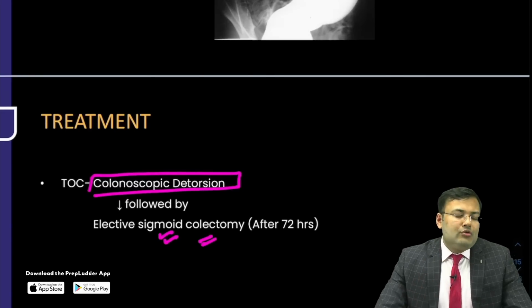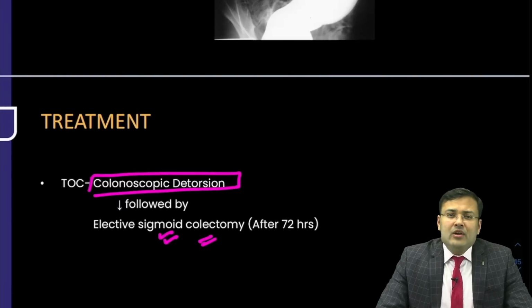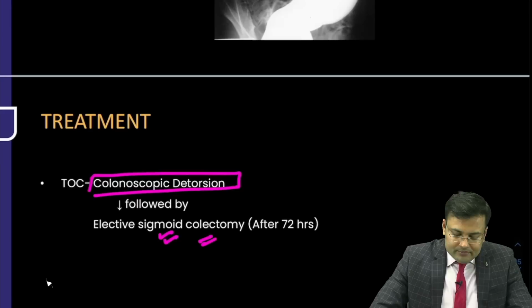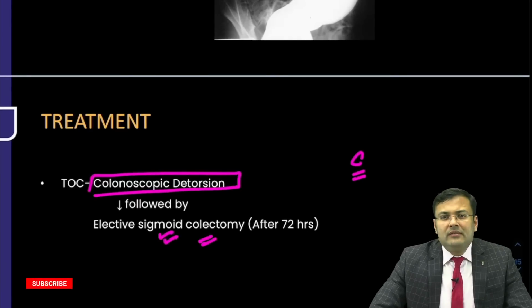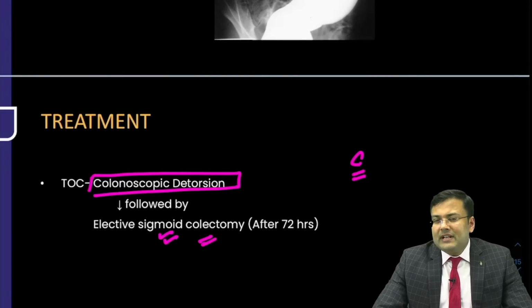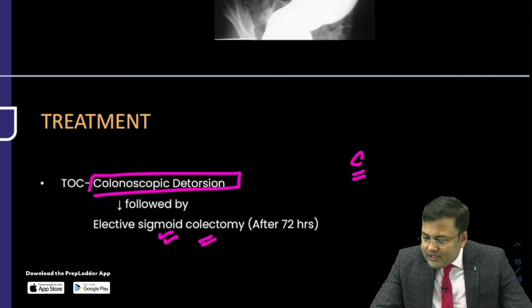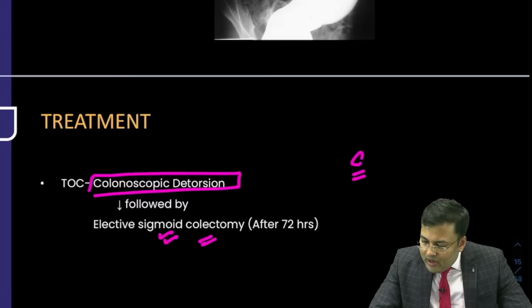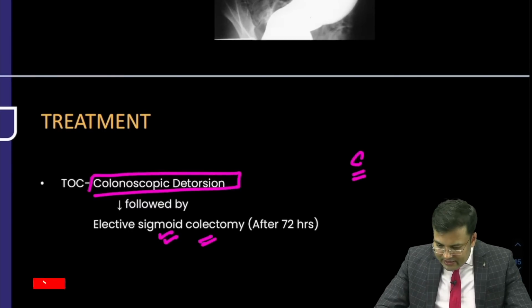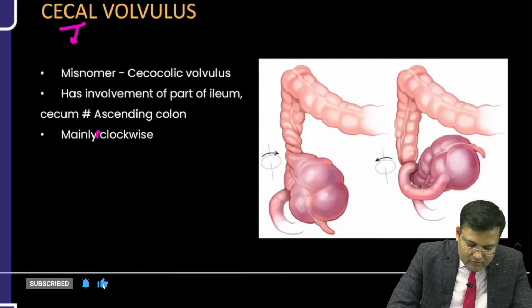Okay? So all of you told me that sigmoid volvulus is anti-clockwise. Now tell me, cecal volvulus, it starts with C. Tell me, is it clockwise or anti-clockwise? I am waiting for your response. Cecal volvulus, clockwise or anti-clockwise? Everybody is correct. C, cecal, C clockwise. So cecal volvulus is clockwise.